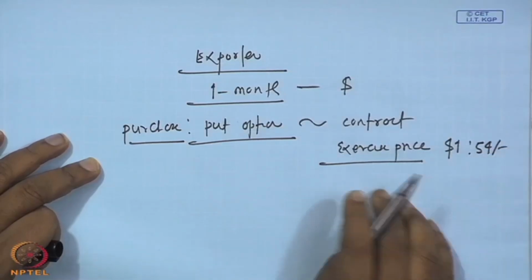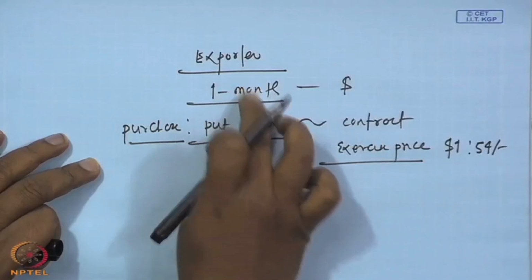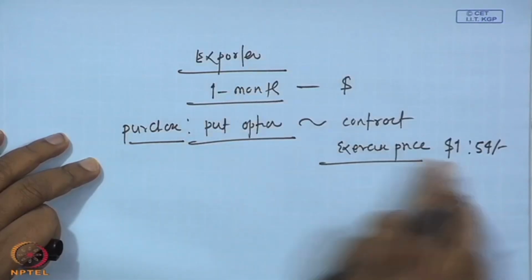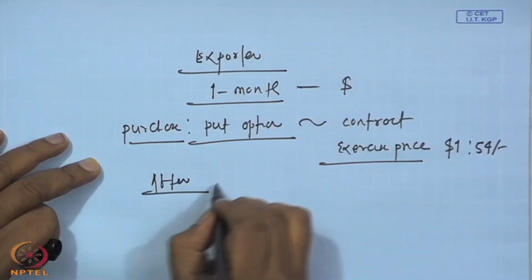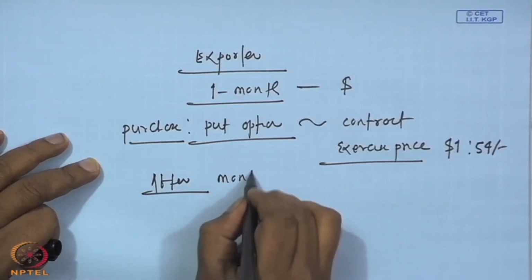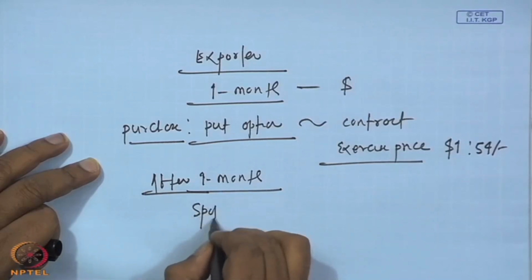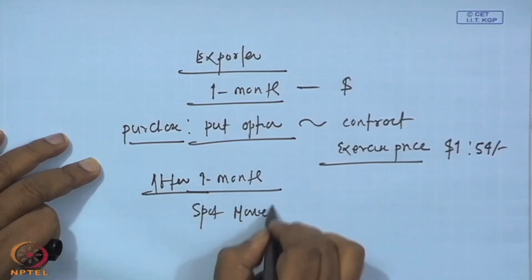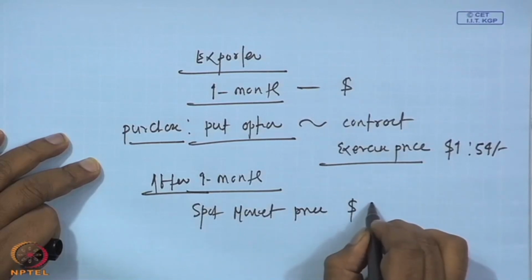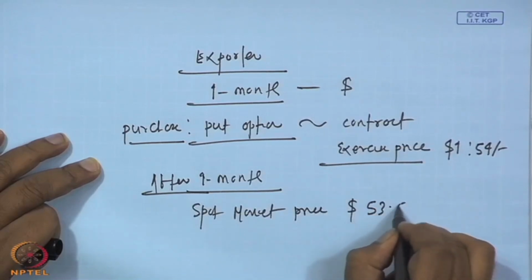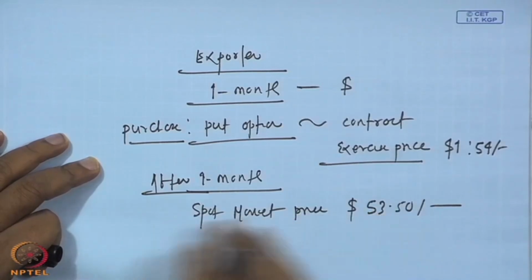54 rupees per dollar. So when you sell the dollar, the option seller will give you 54 rupees after 1 month. Now after 1 month, in the spot market, the price of the dollar is available at 53.50. What will you do? What is the value of your put option here?